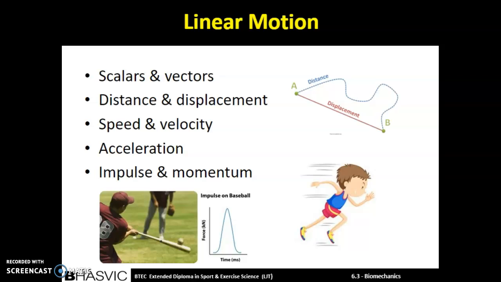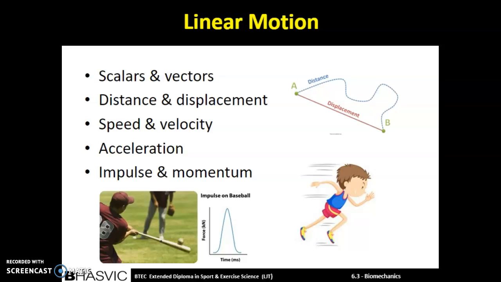400-metre runners that run around a track obviously cover a distance of 400 metres. However, the displacement is zero because they finish in the same place as they started. On the screen, the diagram shows the distance in blue, but the displacement in red, which shows that there is a possible shorter route from A to B.